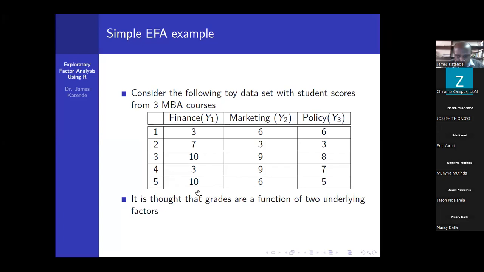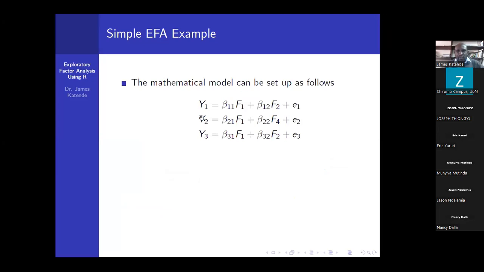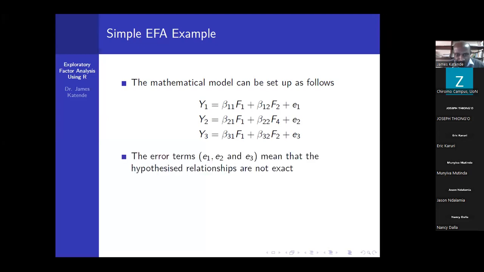So the model works like this. It assumes the variables are linearly related to the factors. In our example, we assume that there are only 2 factors, so the model would look something like this. If you pick each variable, you have what is contributed by the factors, and then there's the error term. This means the linear relationship is not perfect. There are some errors that are being accounted for. We label the factors F1 and F2. We named them verbal and quantitative ability.